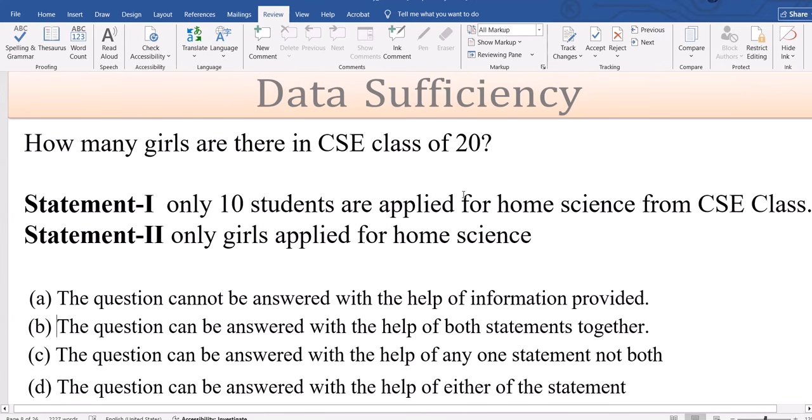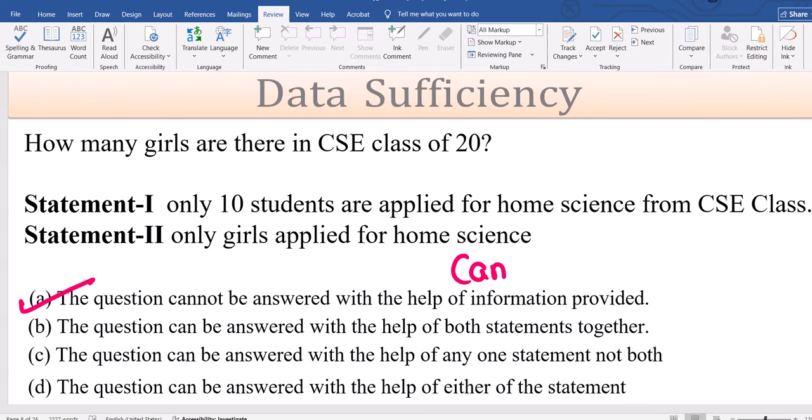This question: how many girls are there in a class of 20? Statement 1: Only 10 students applied for home science from the CSC class. Statement 2: Only girls applied for home science. Okay, but the problem is, this question cannot be answered.